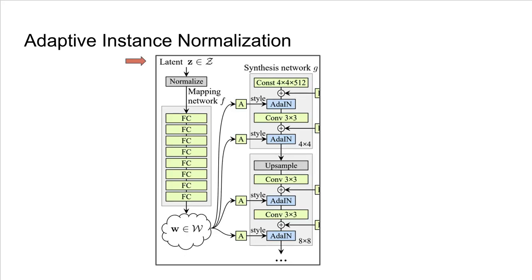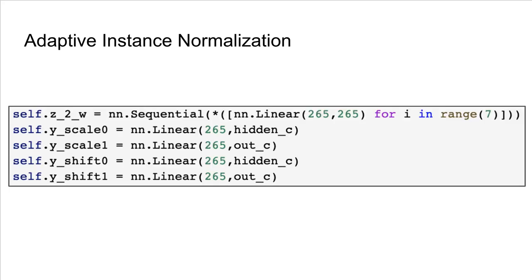So, the way we inject randomness into the generation process, thus creating different images each time, is that we start with some noise, normalize it, pass it through an 8 fully connected layers network, and the output is used to determine what will be the mean and standard deviations of each feature map. That's the adaptive part of adaptive instance normalization.